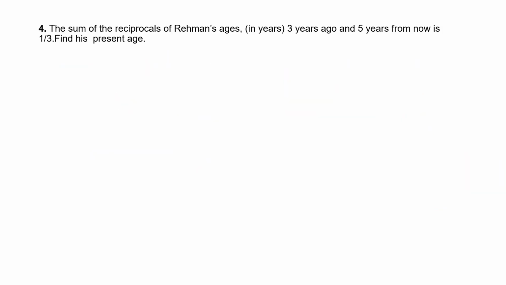Yeah, here you have to frame the equation by yourself. The equation is not given, based on the sentence you have to form it. The sum of reciprocals of Rahman's age, reciprocal of Rahman's age 3 years ago and 5 years from now. Okay, so first of all let us consider currently, consider x is Rahman's age now, currently. Suppose it's 2022, now Rahman's age is x.